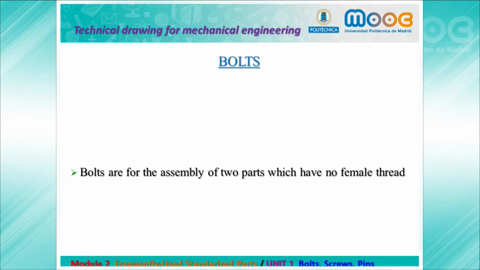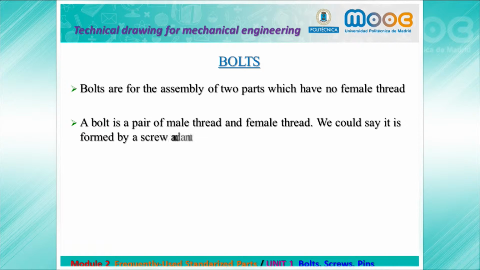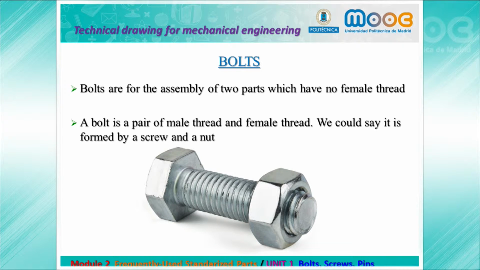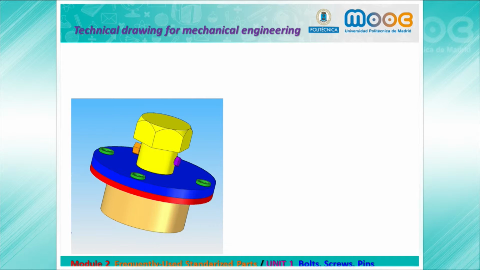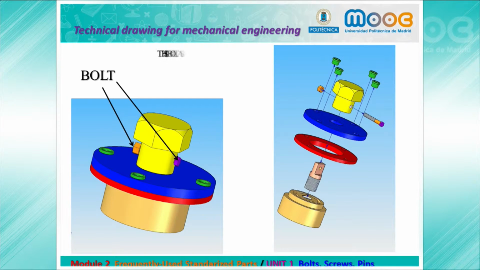Bolts. A bolt is for assembly of two parts which have no female thread. A bolt is a pair of male and female thread. We could say it is formed by a screw and a nut. We have here an example of a bolt. It has a screw and a nut. We can see it clearly in our exploded view.